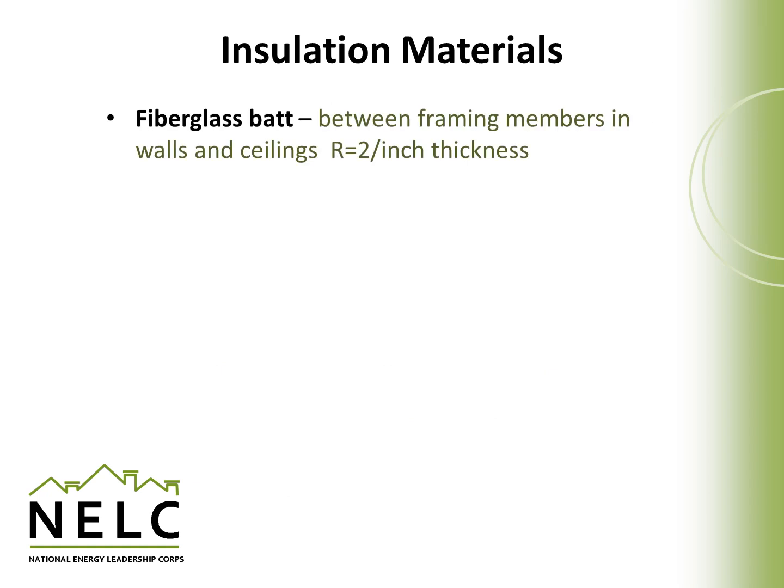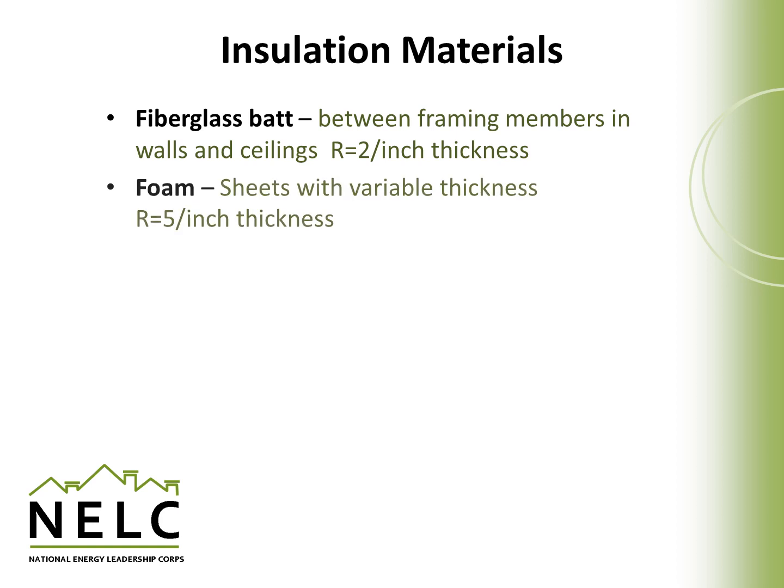So let's take a look at some common insulating materials. You've probably heard of fiberglass batt, which is often used between framing members, and it has an R value of about 2 per inch of thickness. And the thicker we add the insulation, the higher the R value accumulates. We also use various types of foam, and common ones have an R value of about 5 per inch, which would allow you to accumulate a higher amount of insulation value in a smaller thickness.